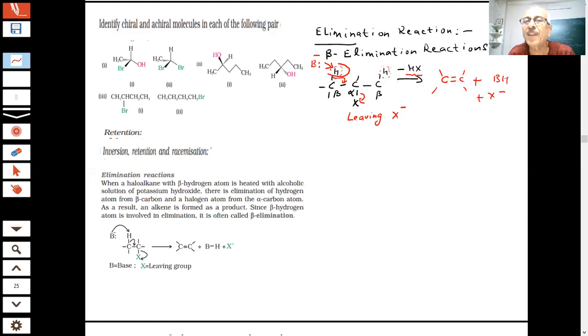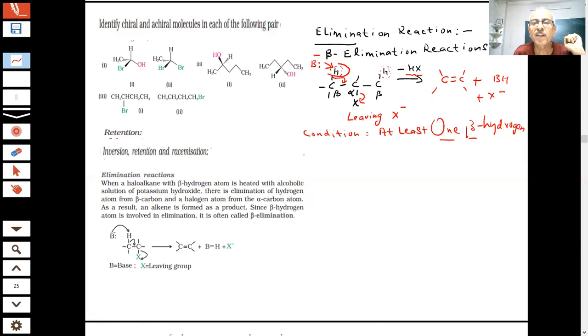How is it done? By a base, students. What is the condition for the elimination reaction? There should be at least one beta hydrogen, because it is a beta hydrogen which will go. If beta hydrogen is absent, then this reaction cannot take place. There should be hydrogen at the beta position, students.